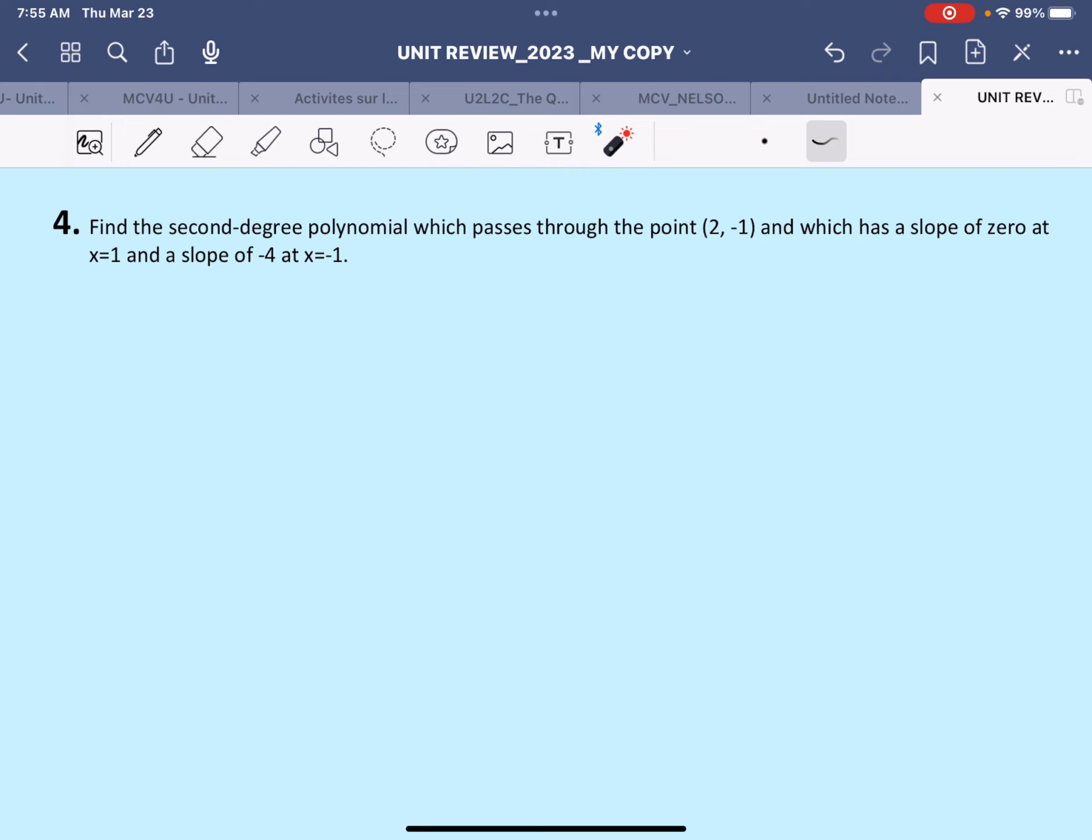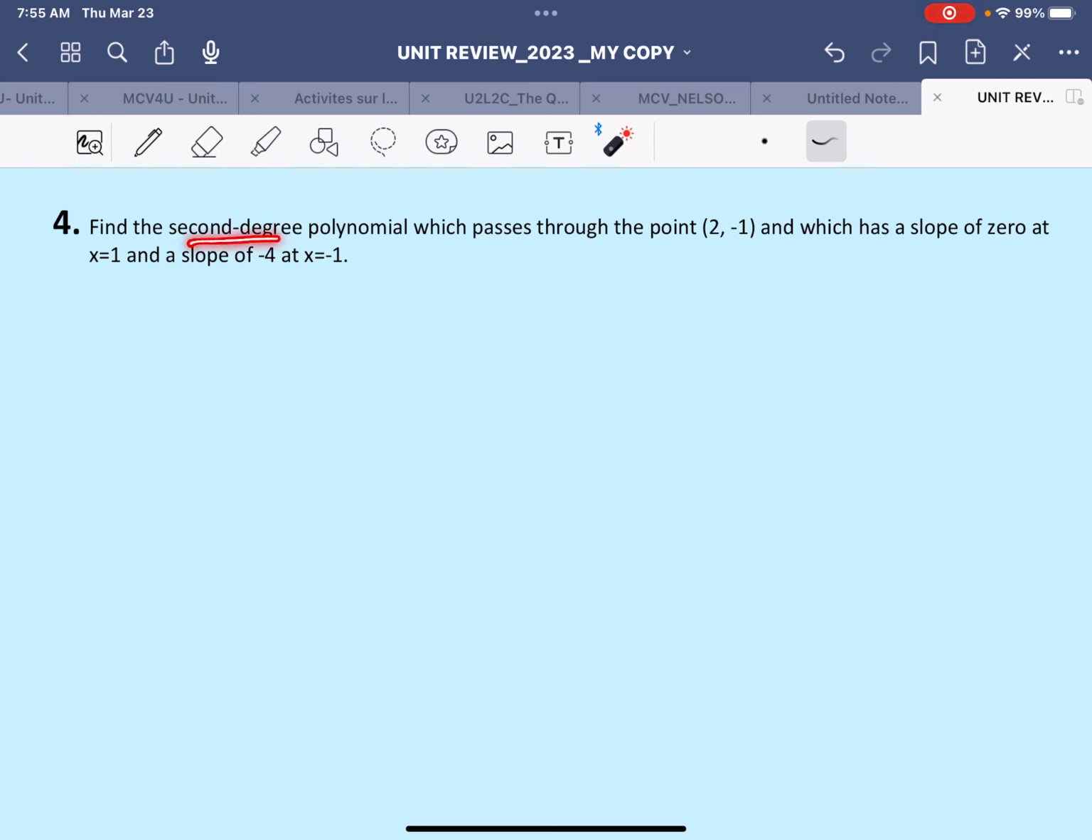So we have to find a second degree polynomial function which passes through the point with coordinates 2 and negative 1, has a slope of 0 at x equals 1 and a slope of negative 4 at x equals negative 1. So a lot of information provided here. We're going to start by writing down each piece of information and trying to interpret it in the meantime.